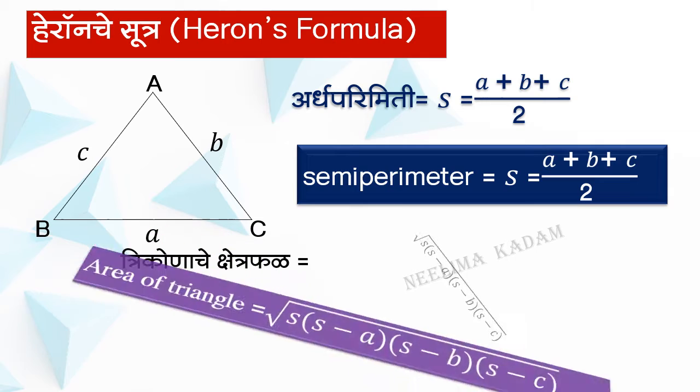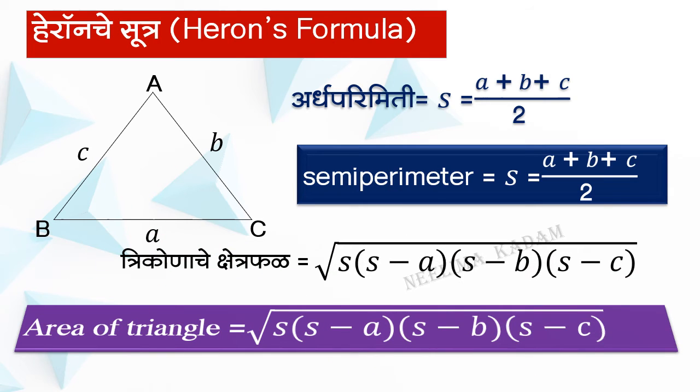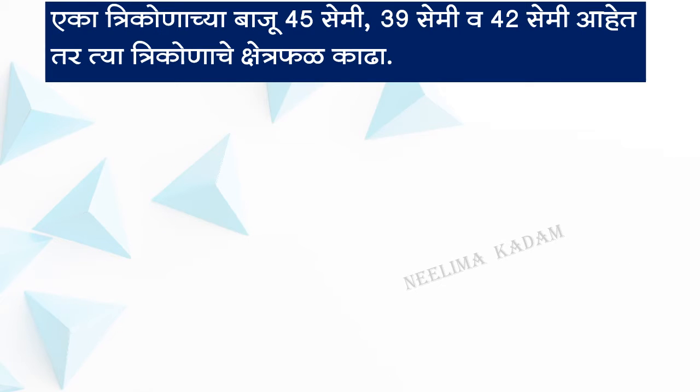So Heron's formula is under root S into S minus A into S minus B into S minus C. So with the help of this formula, we can find the area of the triangle. One more example, we will try this.